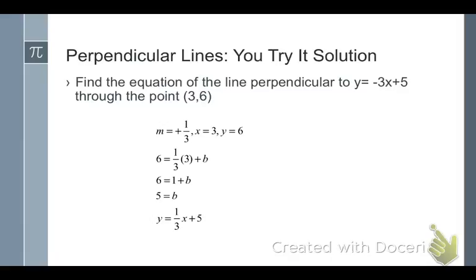Okay, you're back. So the negative reciprocal of -3 is +1/3. So I get a slope of +1/3, x is 3, y is 6, and I end up with y equals 1/3 x plus 5. If you didn't get that, or you didn't get the parallel line one, you need to get some help with this. Make sure you do that immediately.